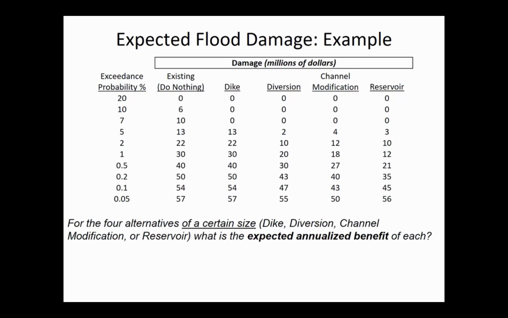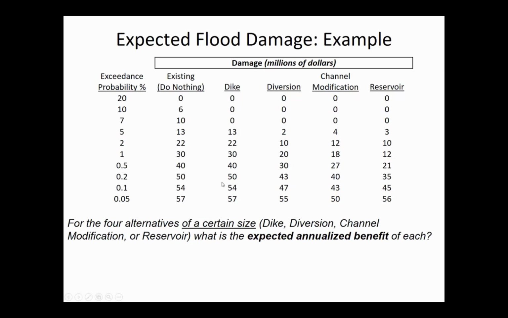So does everybody understand this first table? This is what's given in the top part of the example 1 tab. Now, there are 4 different alternatives, but for each one of these, it's just a certain size. It's the next example where we'll be considering different sized alternatives. So what we're saying is a dike of a certain size is going to perform this way.